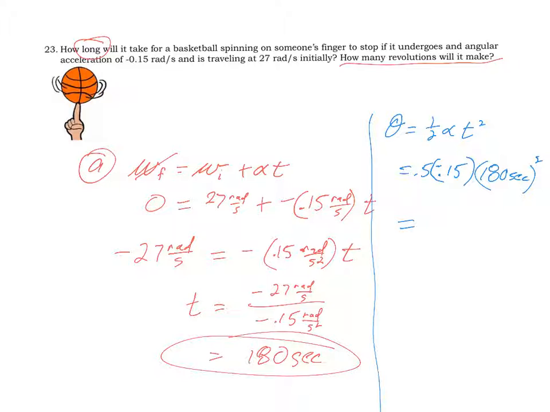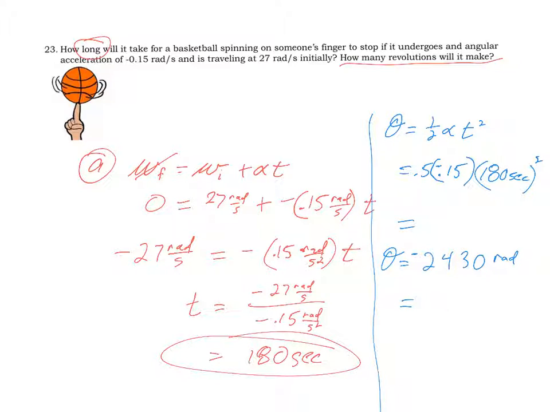So my 180 was in there. I'm going to square that, multiply that by 0.15, multiply that by 0.5. And I get this many. This is radians. Careful, 2430 radians. This whole thing's negative, so it's just a direction indicator of going clockwise.